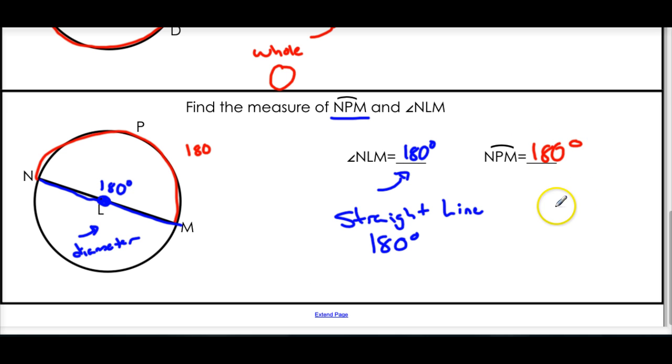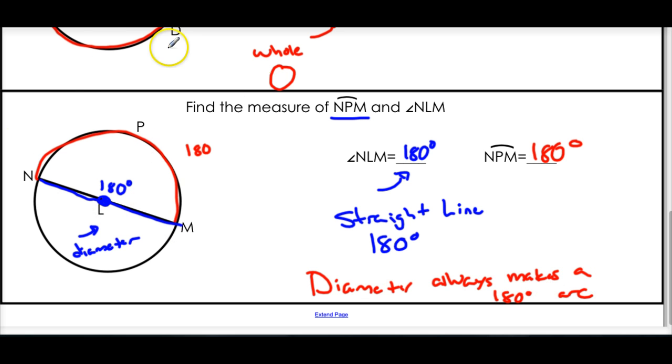So, a little conclusion that we can reach: a diameter always makes a 180 degree arc. All right? This diameter will always give us a 180 degree arc.